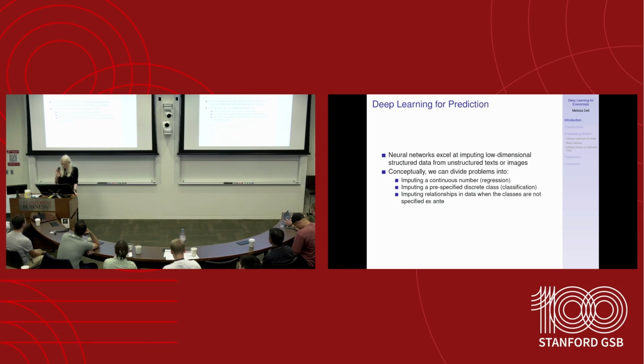Okay, so those are 3 different and distinct types of problems, and the methods we're going to use for them are going to be distinct. These are the main 3 types of problems that we have when we're trying to impute something from unstructured data.